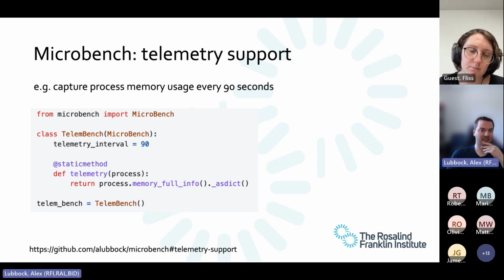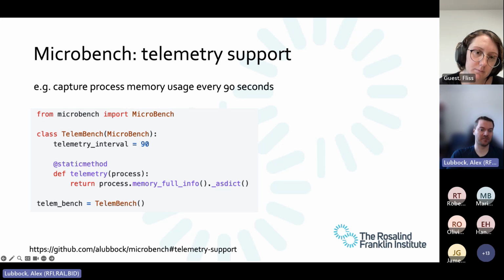The final feature I'm going to highlight of the library is telemetry support. So this lets you capture metadata ongoing using a background thread that's included in your Python process. So in this case, we want to capture memory usage. So maybe we think we've got something that's using up a lot of memory, and we want to see how that memory usage grows over time.